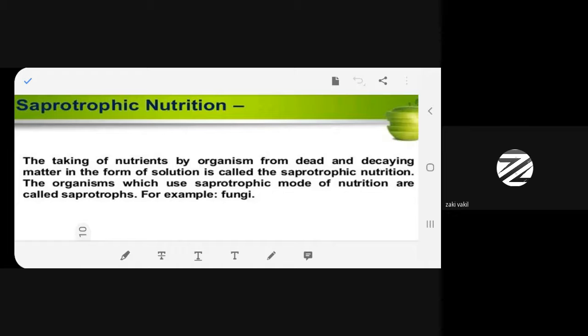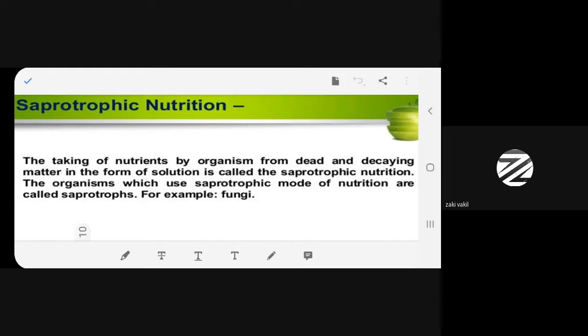The taking of nutrients by organisms from dead and decaying matter in the form of solution is called the saprotrophic nutrition. The organisms which use saprotrophic mode of nutrition are called saprotrophs. For example, fungi. Good, thank you.